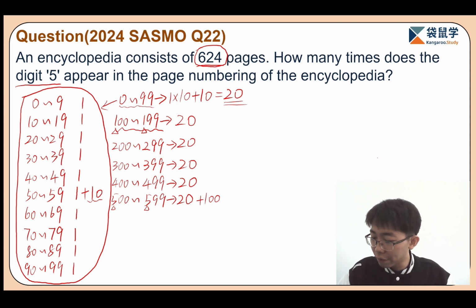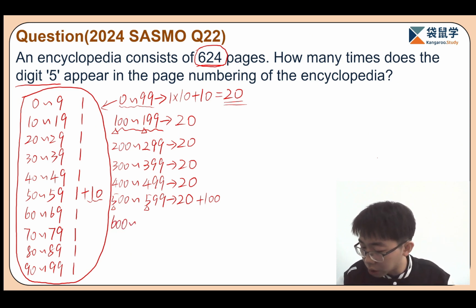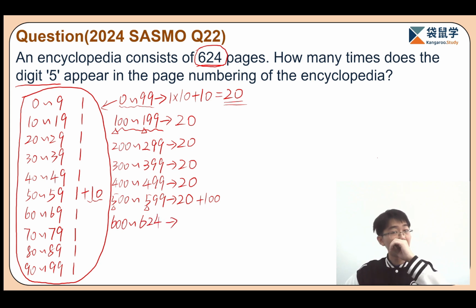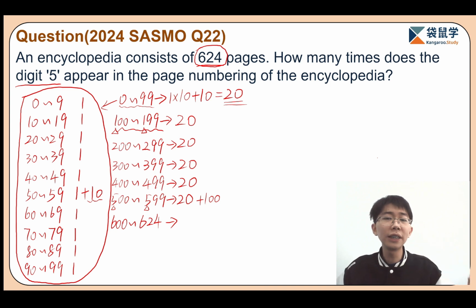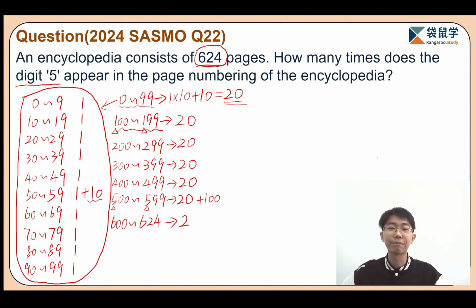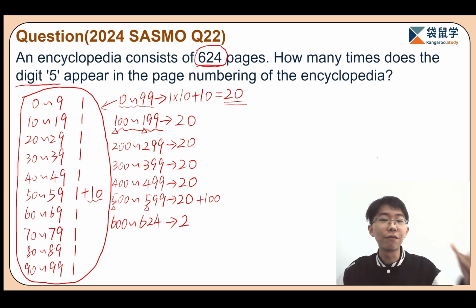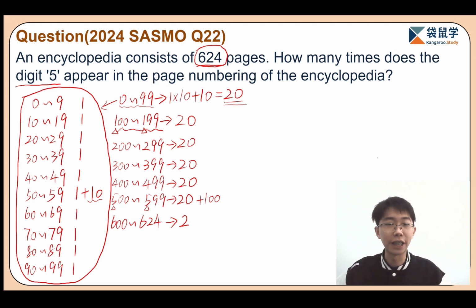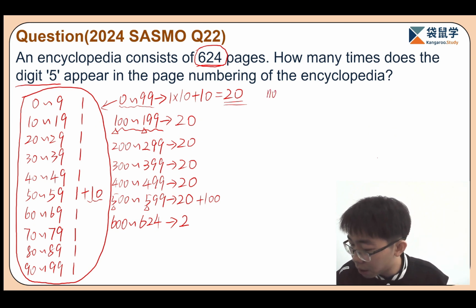Then moving on, we have from 600 all the way to 624. This time, how many digit 5 are there? The first digit 5 appears in 605. The next one appears in 615. So there are in total 2 digit 5. So the total number of digit 5 should be the sum of these numbers. The number of digit 5 should be 20.